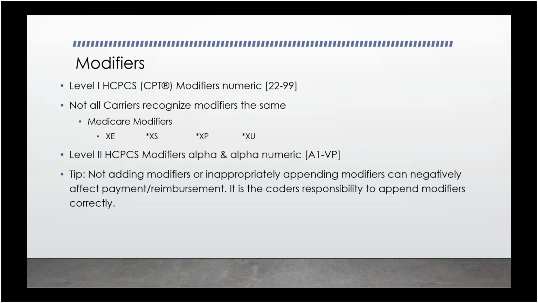Level 2 HCPCS modifiers are alpha and alphanumeric. They're A1 through VP, normally found in the HCPCS book, but we do have some listed in the CPT, such as your eyelids, your fingers, your toes, and TC for technical component. Tip here, not adding modifiers or inappropriately appending modifiers can negatively affect payment, reimbursement, and it is the coder's responsibility to append modifiers correctly.